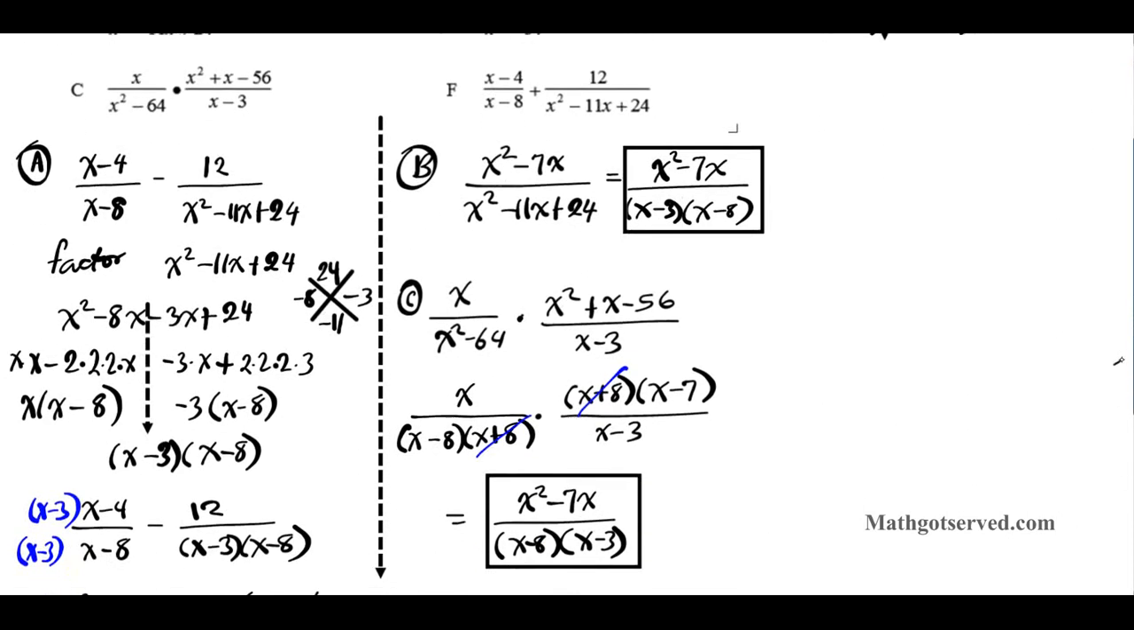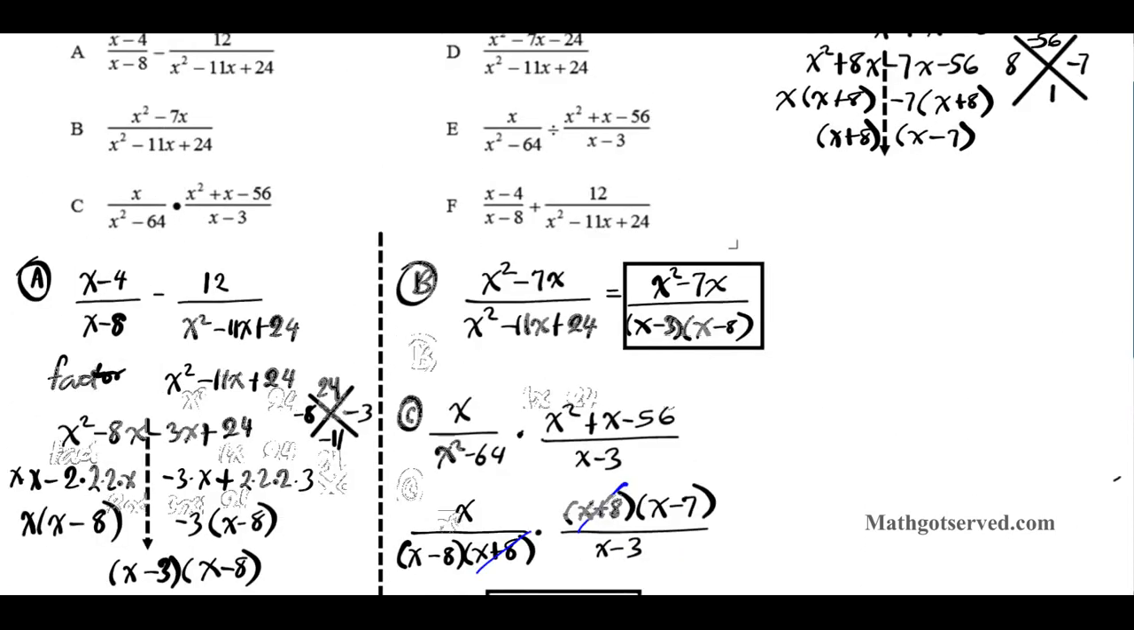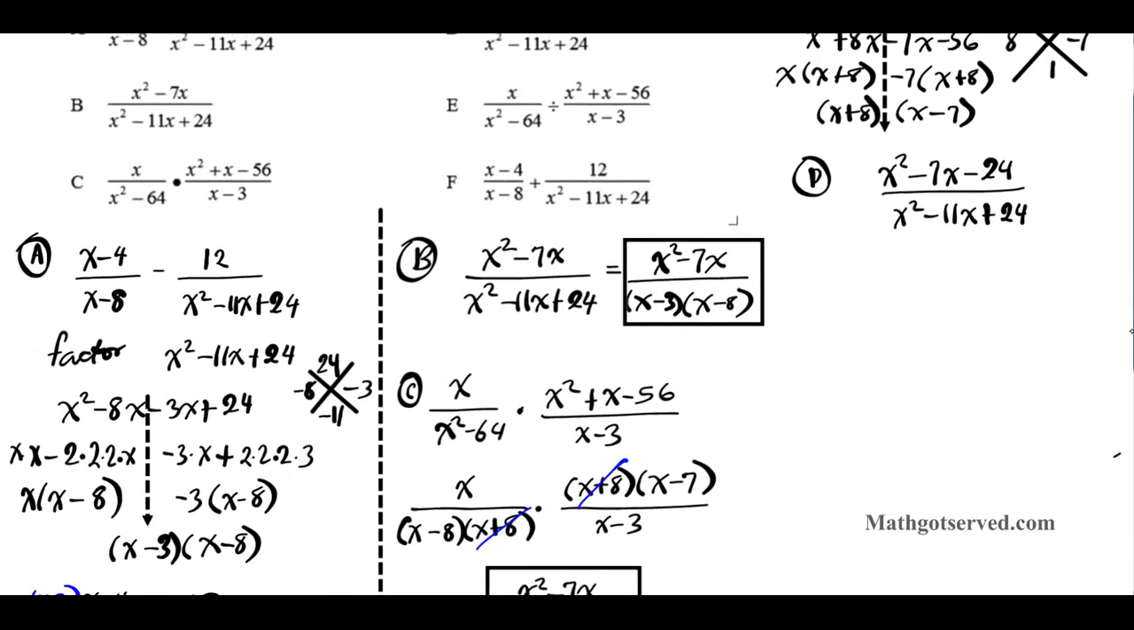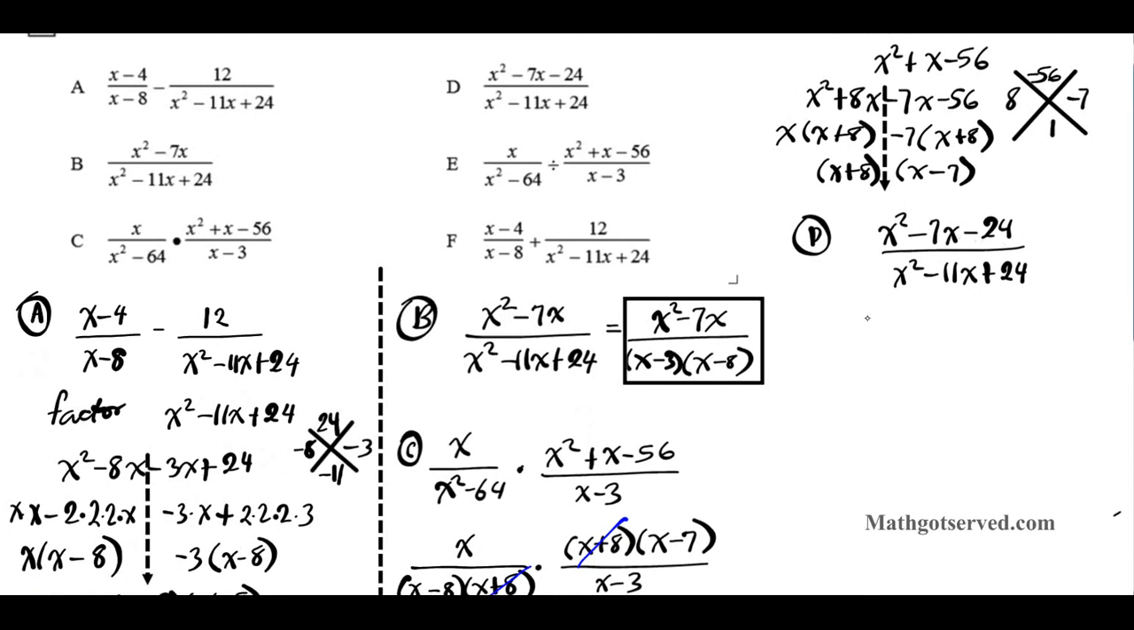All right, let's shift our attention to option letter D. So option D, we have x squared minus 7x minus 24 over x squared minus 11x plus 24. We already know the factored form of the denominator, right? Because we factored it in letter A. It's x minus 3 times x minus 8. Now let's factor the numerator. Okay, so we want to factor x squared minus 7x minus 24. So you make your x game.